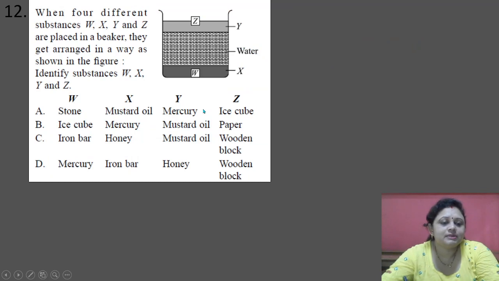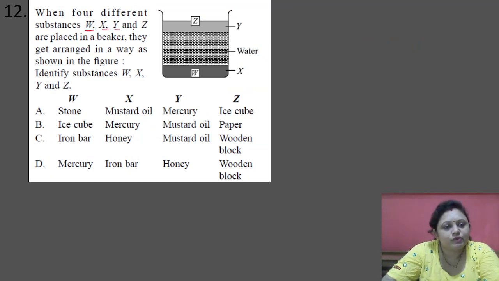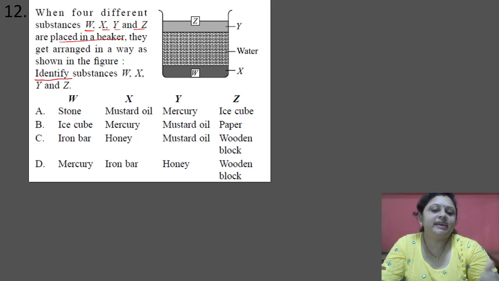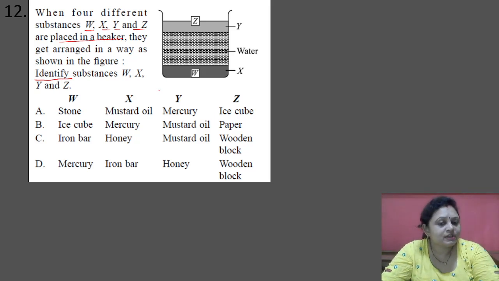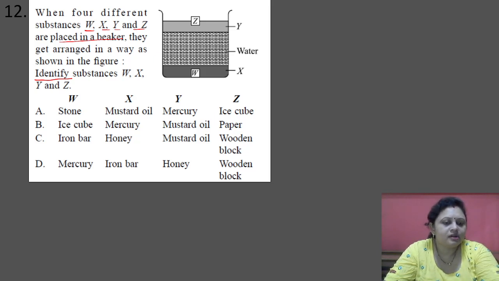When 4 different substances W, X, Y and Z are placed in a beaker, they get arranged in the way shown in the figure. Identify substances W, X, Y and Z. The options are: A, stone, mustard oil, mercury, ice cube. B, ice cube, mercury, mustard oil, paper. C, iron bar, honey, mustard oil, wooden block. D, mercury, iron bar, honey and wooden block. So we have to find out the substances.